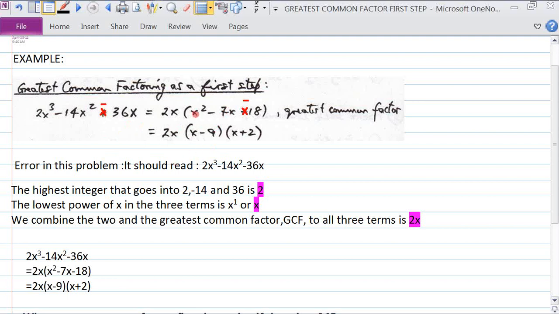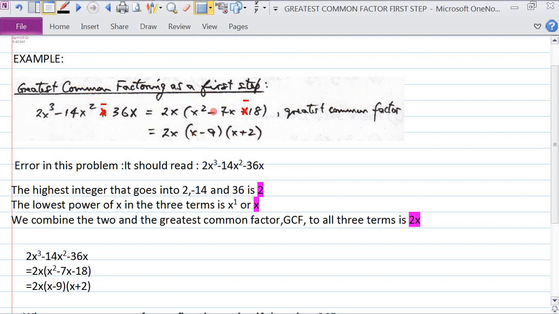So, when I factor this, I ask myself, what are the factors that would give me this? And you can see x minus 9, x plus 2. Why? x times x gives me x squared. My inner is minus 9x, and my outer is plus 2x.